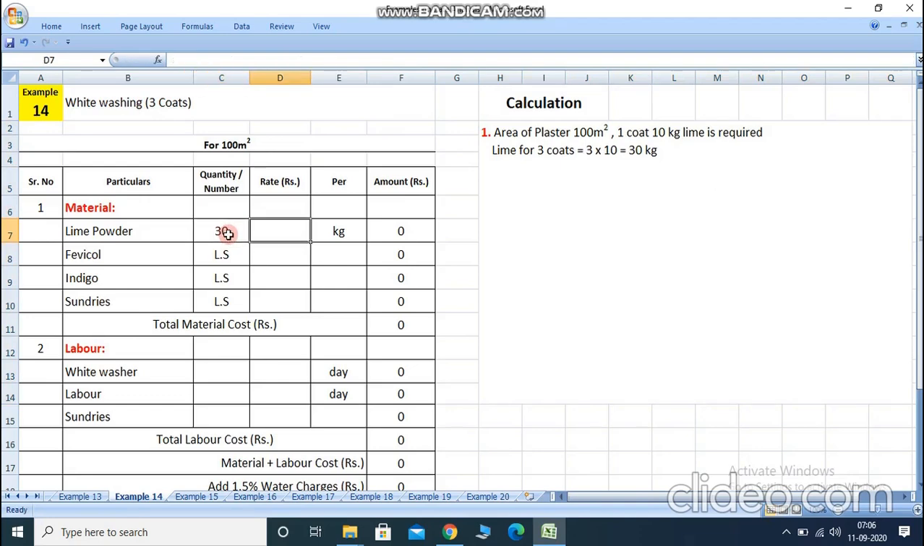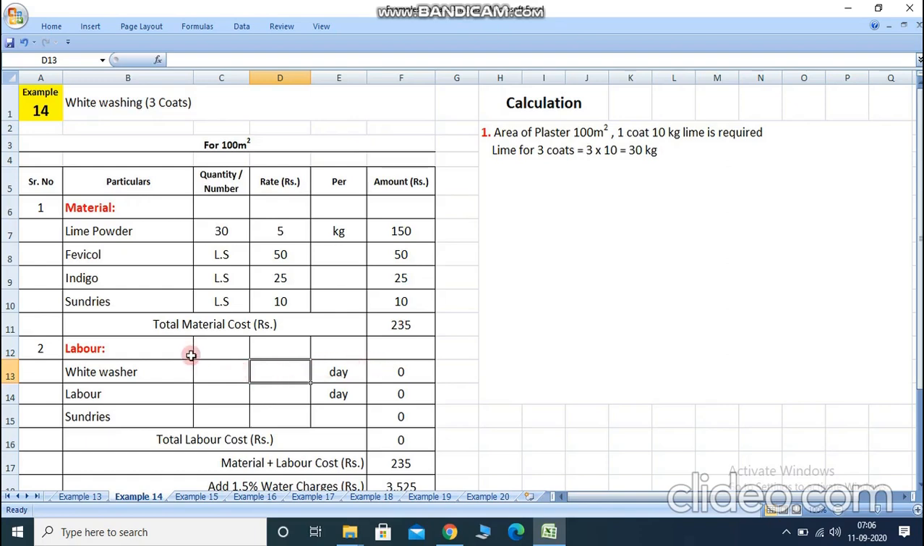Then the lime powder rate per kg is 5 rupees. So 30 multiplied by 5 is 150 rupees, the lime powder amount. Then lump sum Fevicol amount we take as 50 rupees, and lump sum indigo amount we take as 25 rupees, and extra cost we take as 10 rupees per 100 meter square of whitewashing 3-coat. So total 150 plus 50 plus 25 plus 10 is equal to 235, the total amount of material.